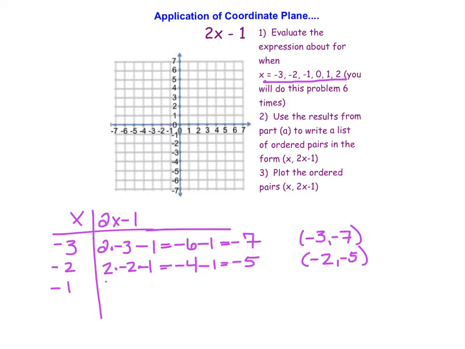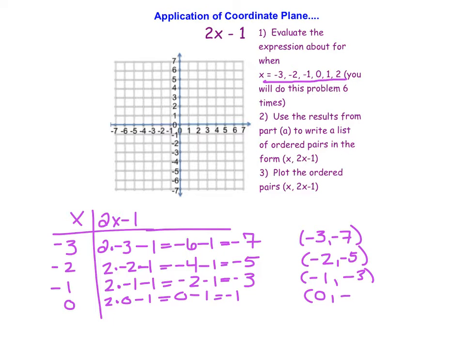Then I have -1. 2 times -1 minus 1. -2 minus 1, which is -3. So that next point is x is -1, and 2x minus 1 equals -3. X is 0, so we have 2 times 0 minus 1, which is 0 minus 1, which is -1. So the point x is 0, and its corresponding number with the 2x minus 1 is -1. Then we have 1, 2 times 1 minus 1, so that's 2 minus 1, which is 1. So then we have x is 1 and 2x minus 1 is also 1.